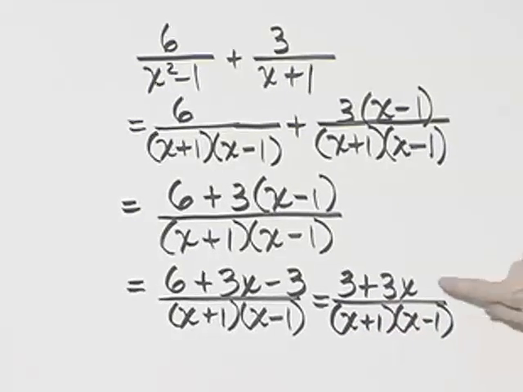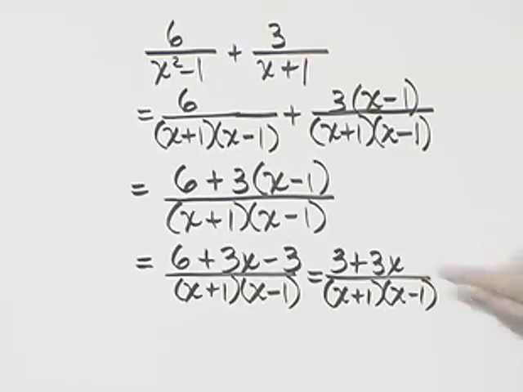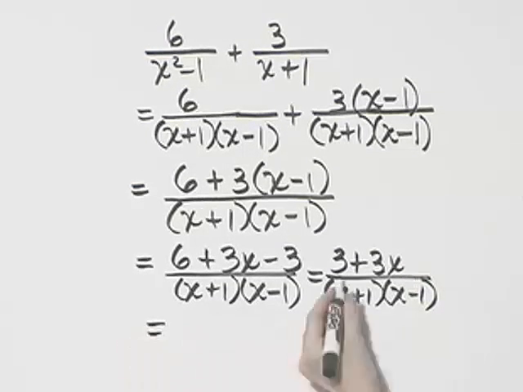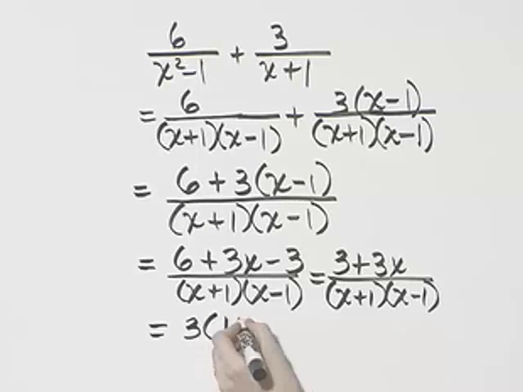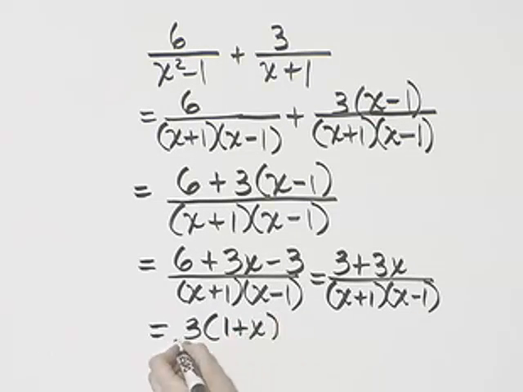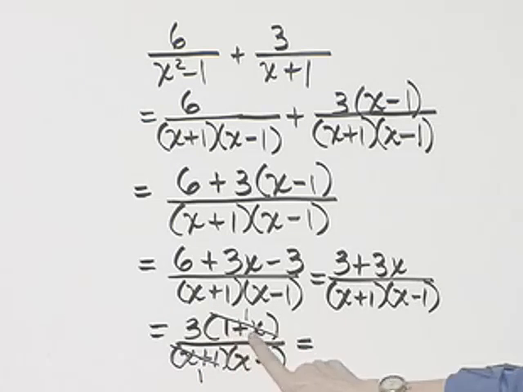Now, let's look at this numerator a moment. Notice there's a common factor of 3 that I can factor out. So I'll factor out the common factor of 3, and I'll have 1 plus x, and then keep rewriting that denominator, x plus 1 times x minus 1. I am simplifying. 1 plus x is exactly the same as x plus 1. Addition is commutative. Notice this is a factor of the numerator.